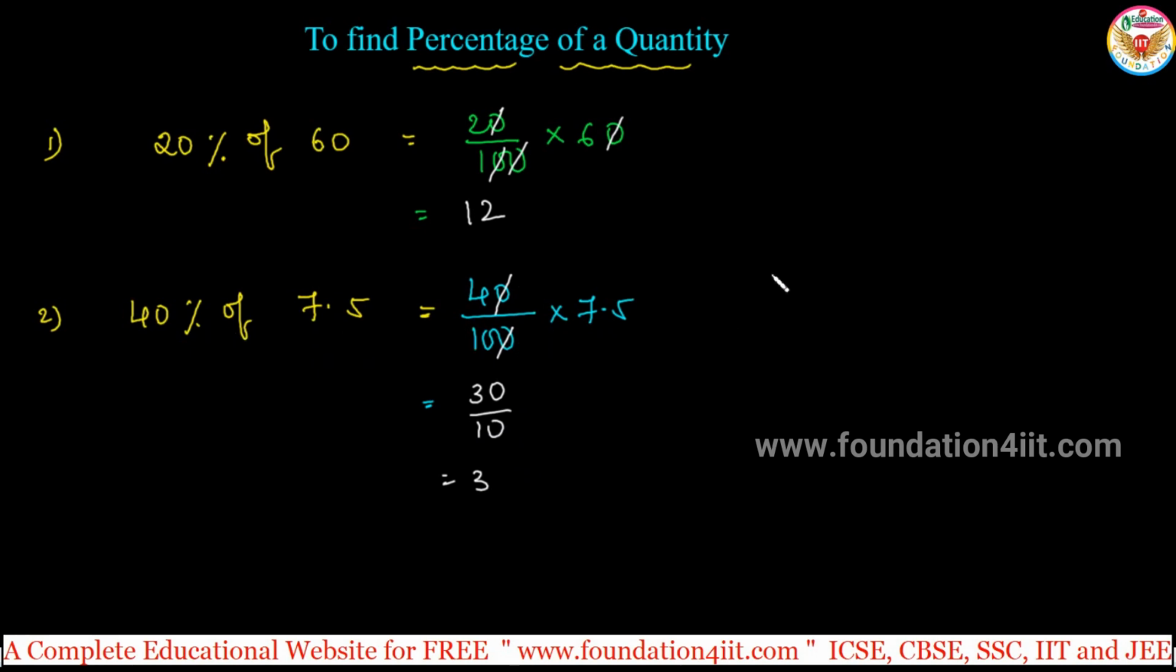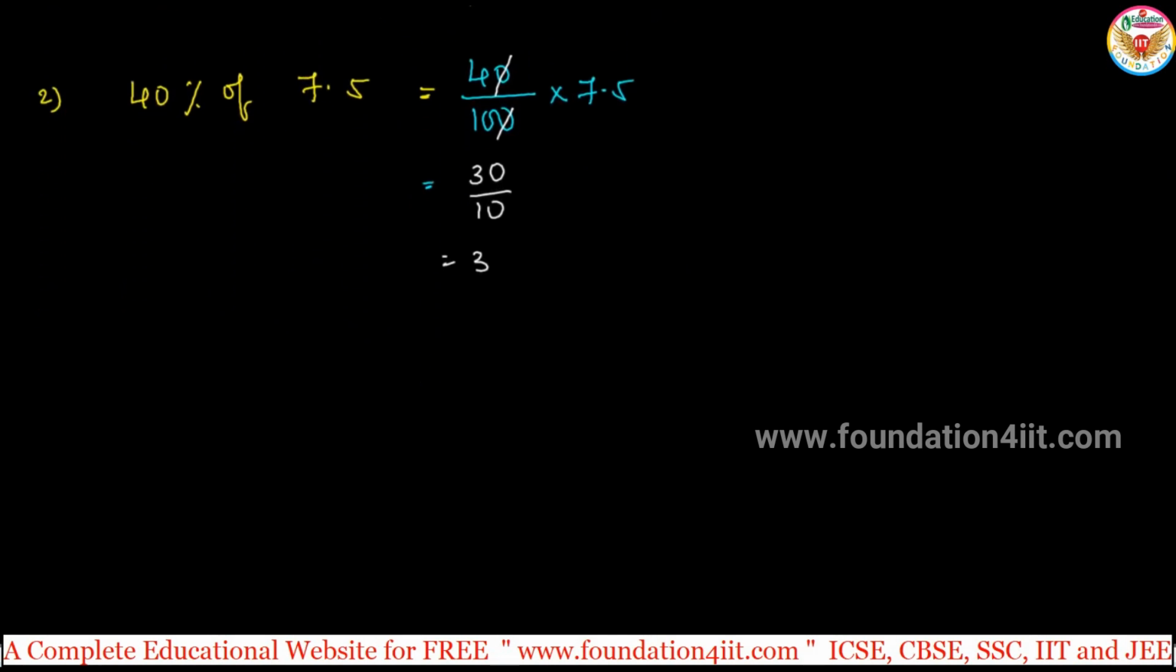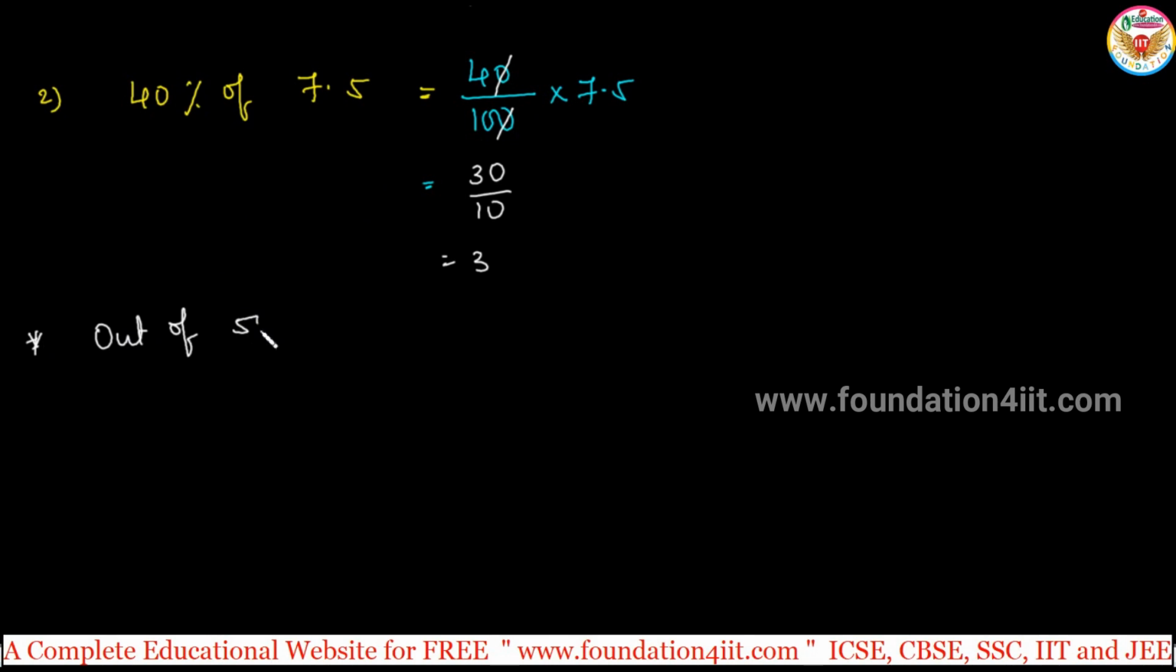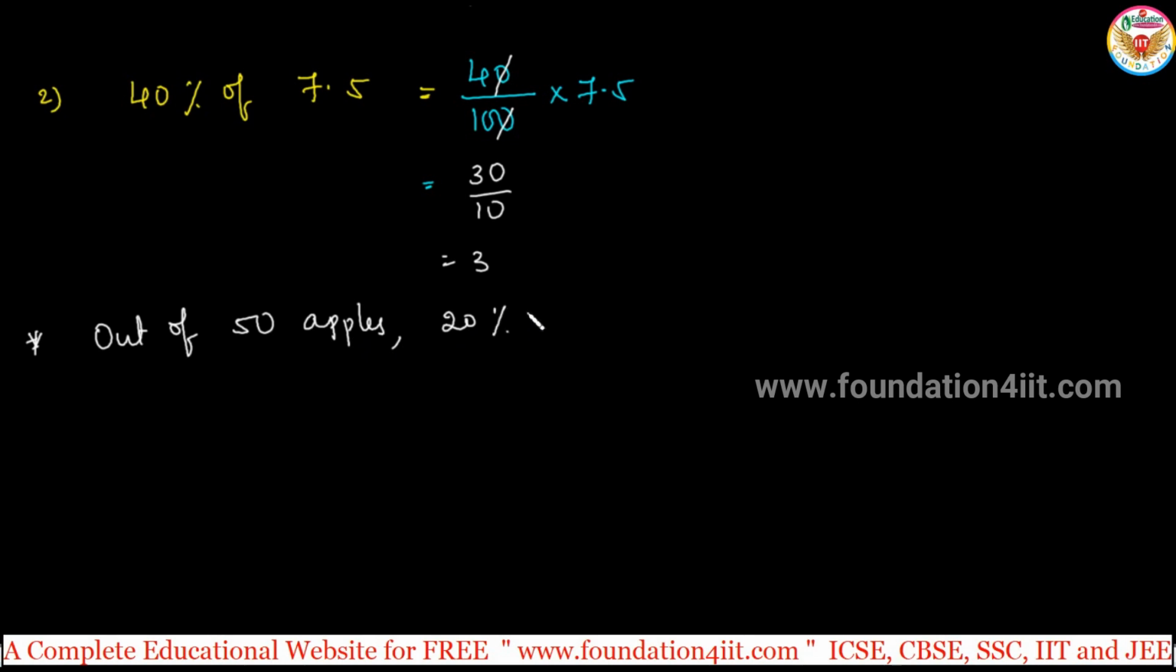Now this is the method or this concept you use in word problems. Let me show you one question. For example, most of the questions you can see only like this. We just make the equation into this sentence format and solve. Okay, the question is: out of 50 apples, 20 percentage were eaten.